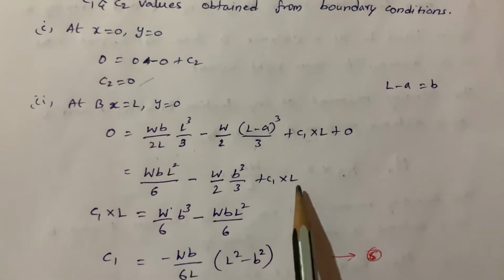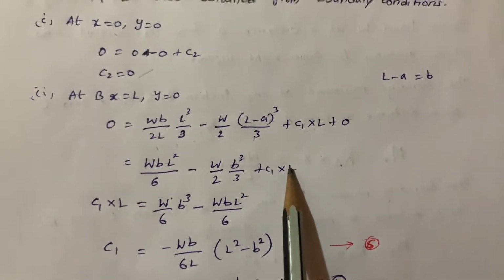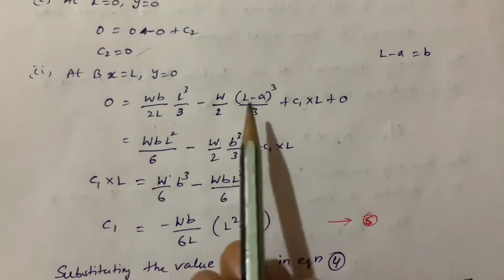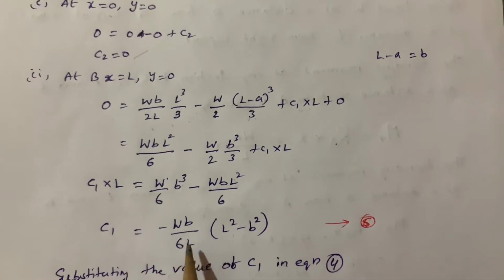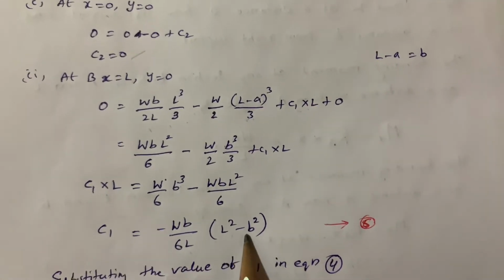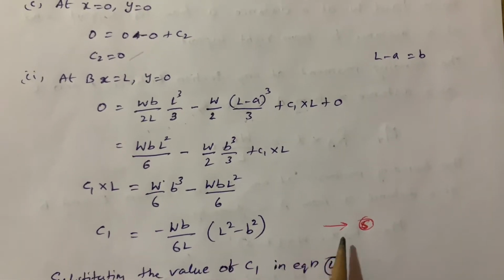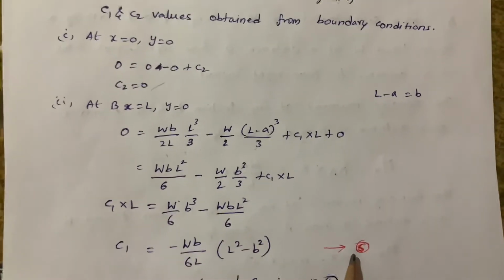So I got C1, I got this equation. After that, I got this equation. After solving this equation, I got this one: C1 equal to minus WB by 6L into L square minus B square. Okay, so after that, I'm considering this as equation 6.